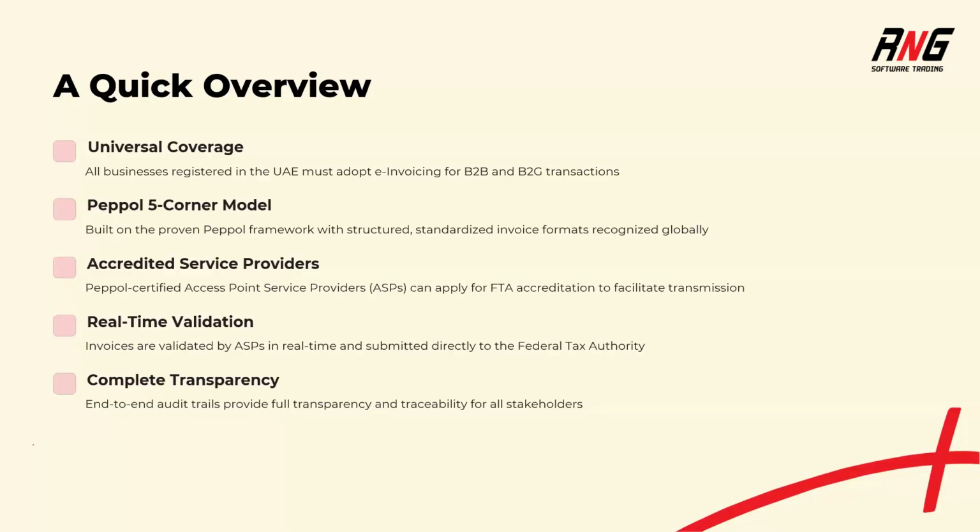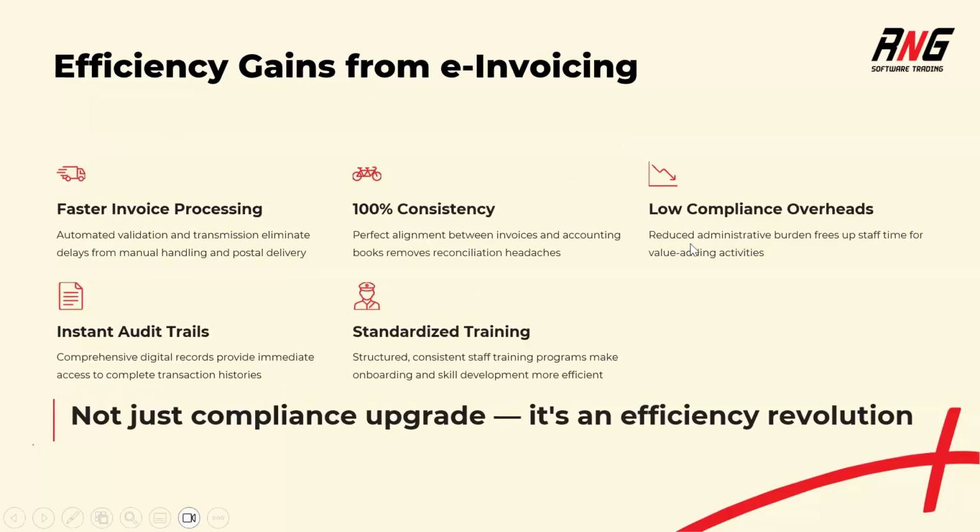Complete transparency: end-to-end audit trails provide full transparency and traceability for all stakeholders. There are reference numbers and all those kinds of things that are generated, wherein there is complete transparency, and you can track all the invoices that you have generated. A couple of benefits gained from e-invoicing: faster invoice processing. As I've mentioned, it's automated validation and transmission, which eliminate delays from manual handling and postal delivery. 100% consistency: perfect alignment between invoices and accounting books removes reconciliation headaches. Low compliance overheads: it reduces administrative burden, fees, and staff time for value-added activities.